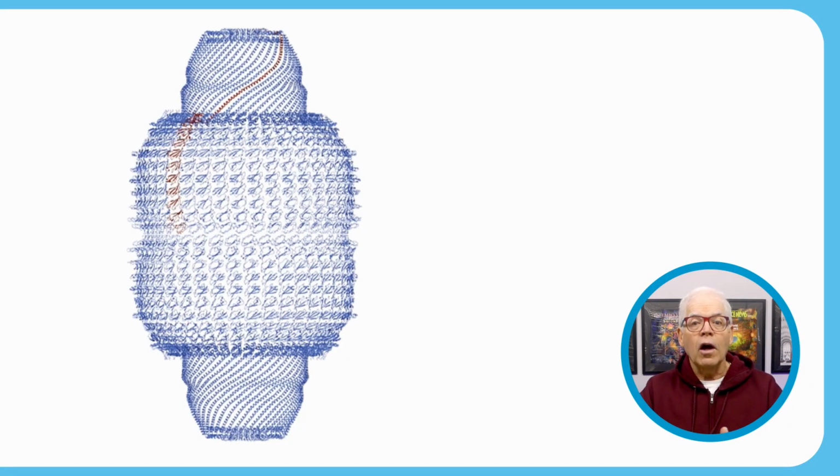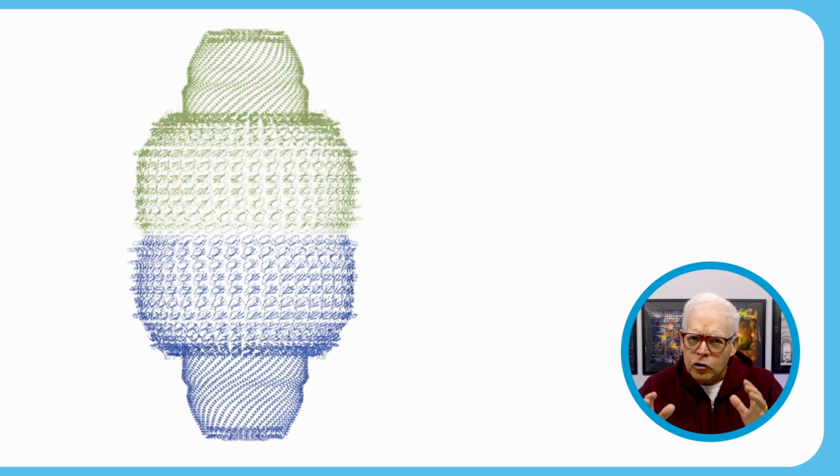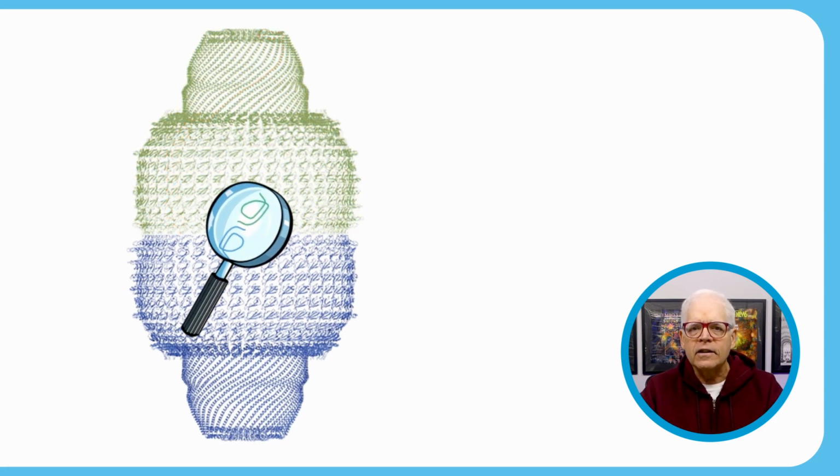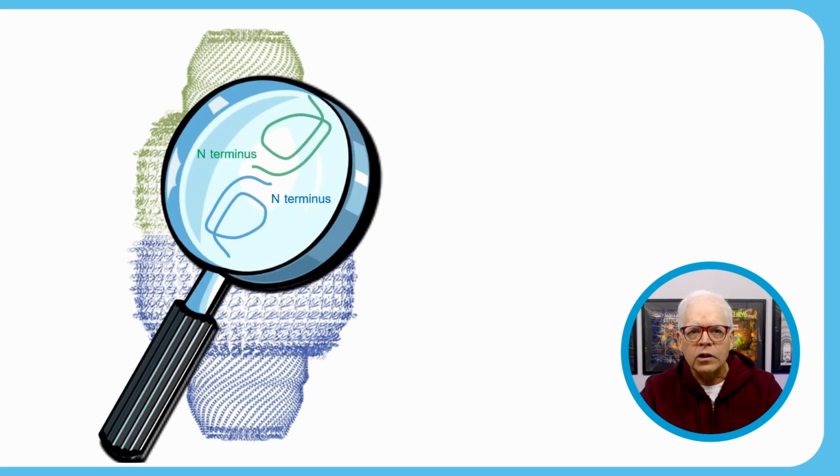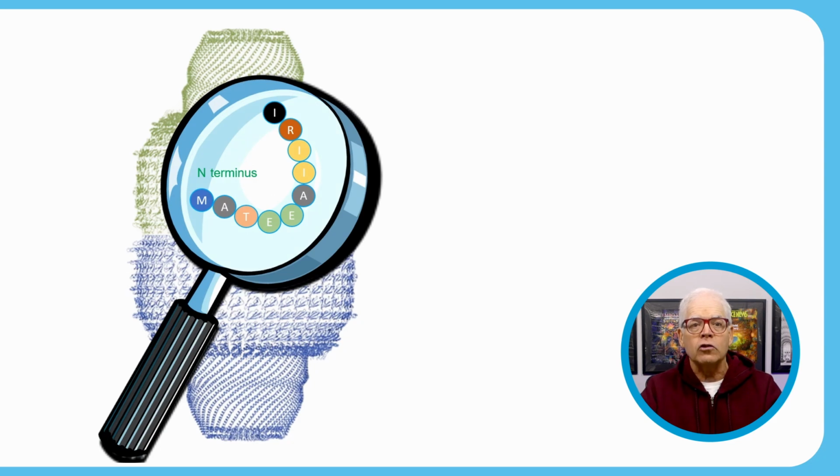Let's start by taking a very close look at vault structure. Vaults are made from 78 copies of the major vault protein, which we call MVP. One MVP has been colored red. I'll highlight it here. The vault is symmetric around the waist. If we color the top half of the vault green and zoom in on the waist of the vault, we can see that MVP chains from the top and bottom interact the most at the start of the MVP chain, the N-terminus. Here are the first 10 amino acids at the N-terminus.